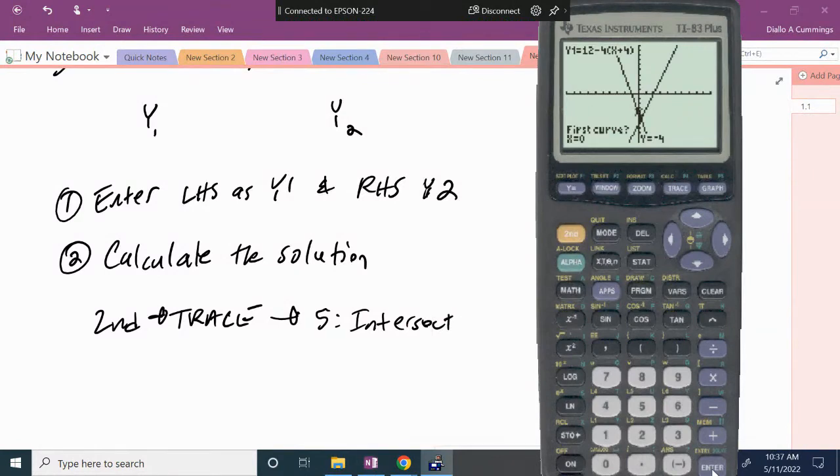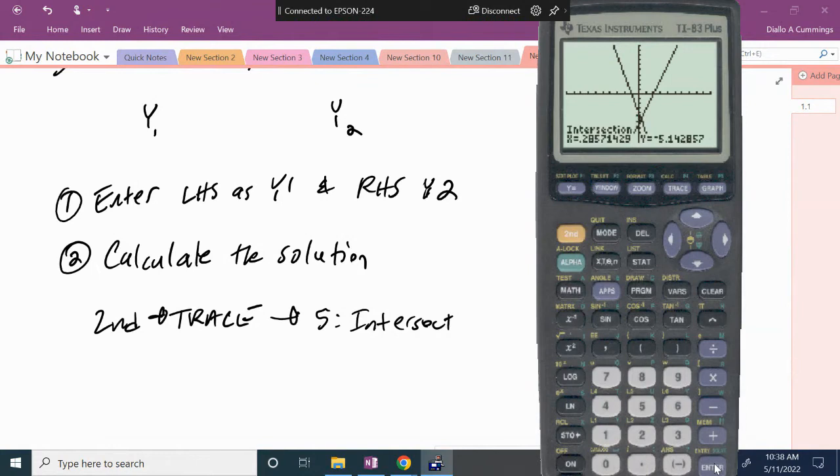Now it's going to ask you 3 questions. It asks for first curve. If you look at the top of your calculator, notice that it's on y sub 1, which was the first curve we put in. I'm simply going to hit enter. Next, it asks for the second curve. Notice that it has now moved the cursor to the second curve, y sub 2. I'm simply going to hit enter. The third thing is that it asks for a guess. For guess, I'm going to simply hit enter.